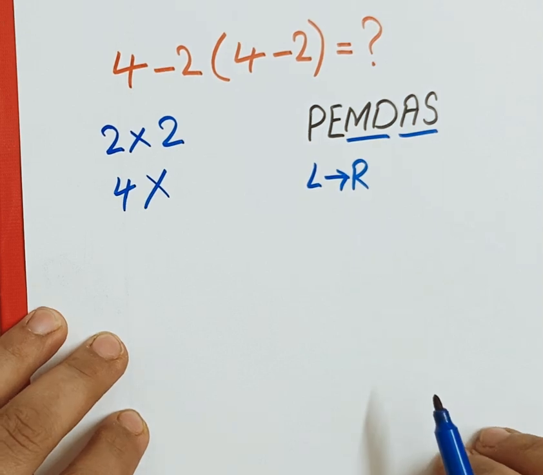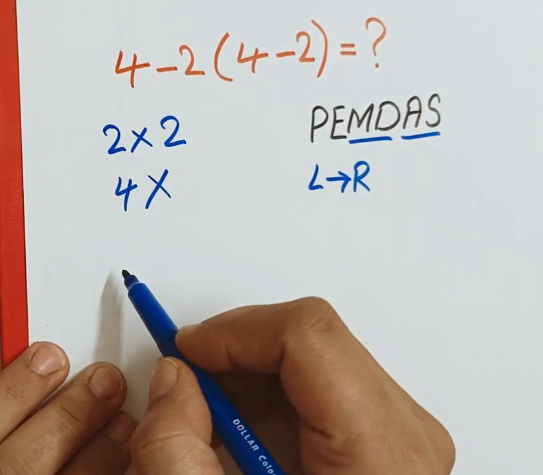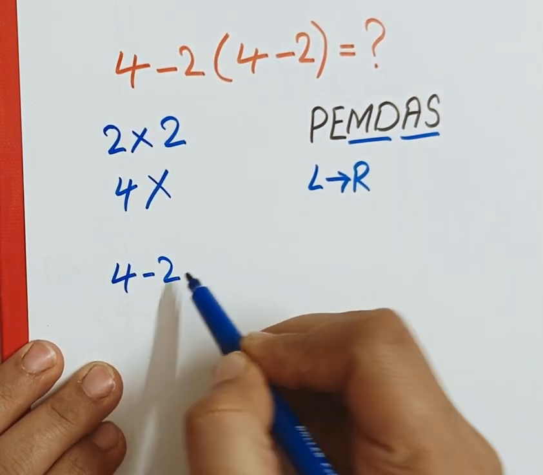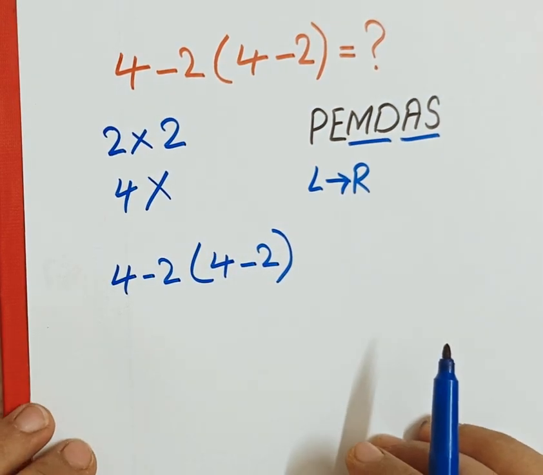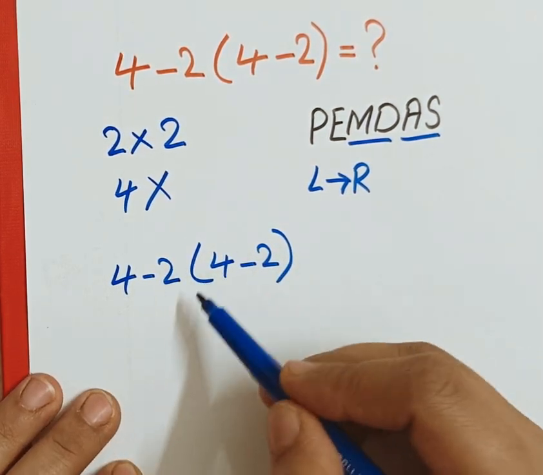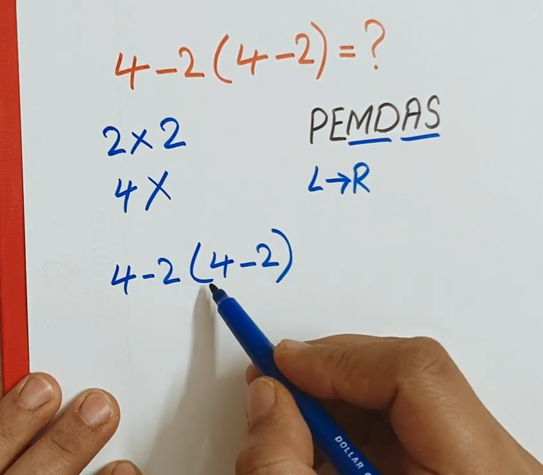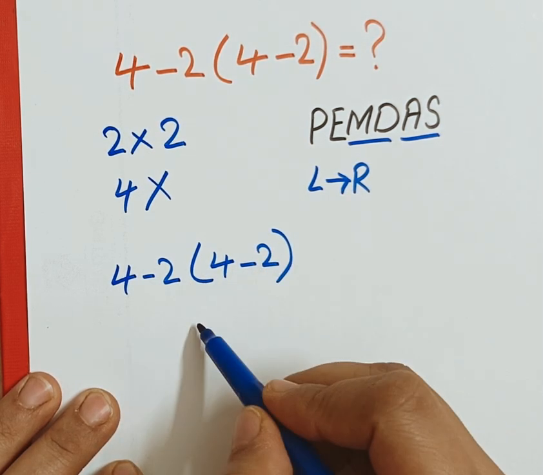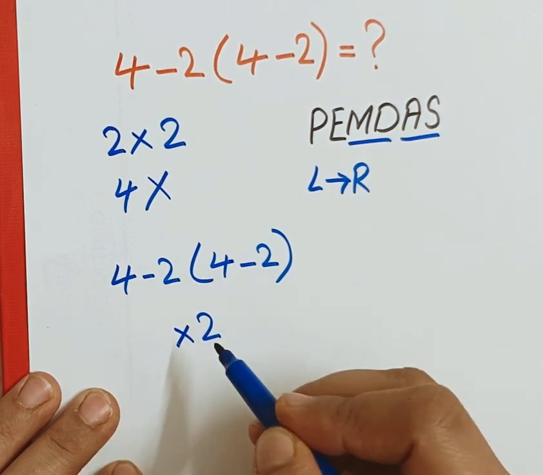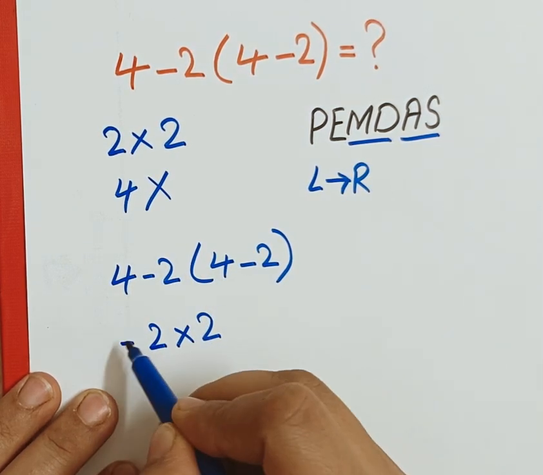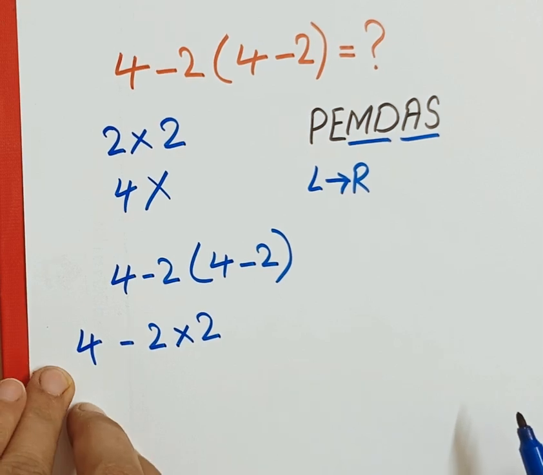So now let's solve this question. Just copy down the question again: 4 minus 2(4 minus 2). Now first of all, solve the parentheses. So you will be solving it over here. 4 minus 2 will be 2, and over here, as you can see, these two are multiplying, and then you can write down 2 and then the left amount.